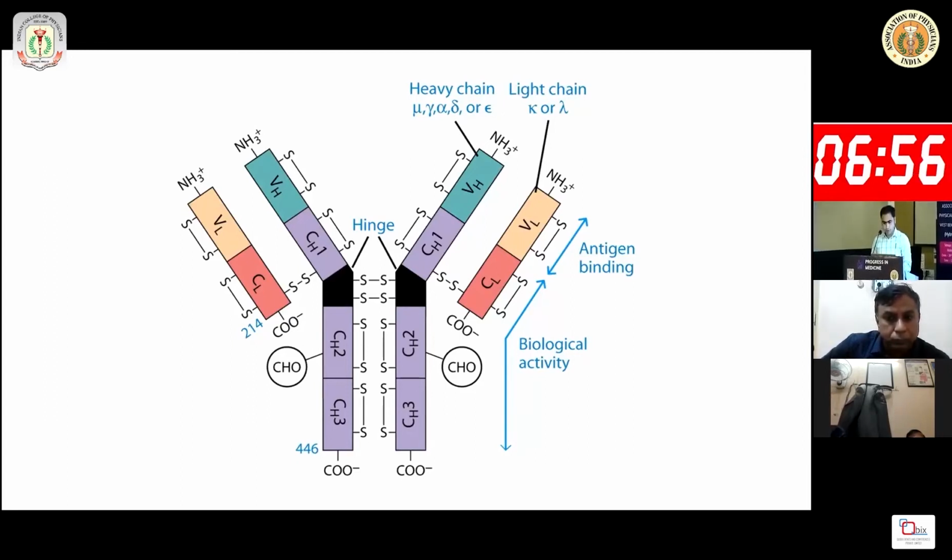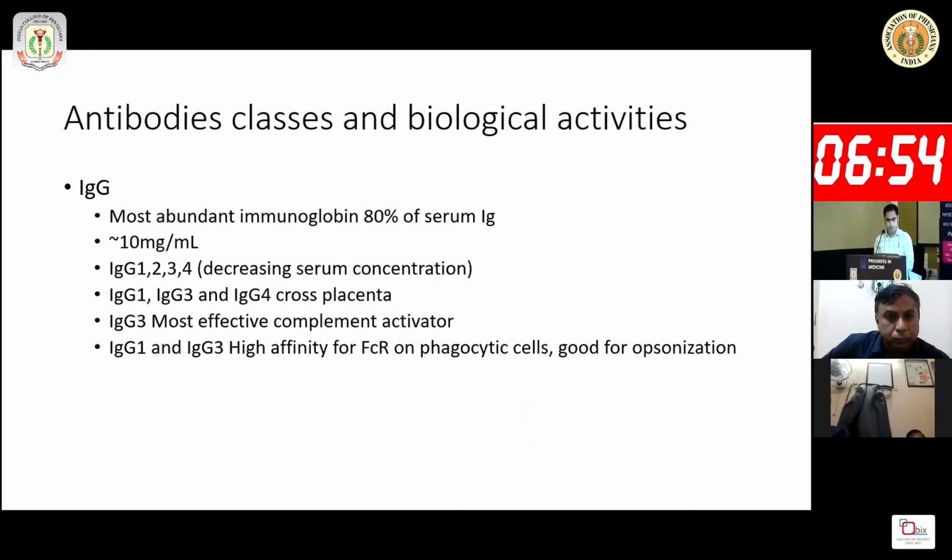Now moving on, there are a few classes of antibodies that we know, and these classes are determined mainly by the nature of the heavy chain in them. Each of the antibodies contains different variations of the heavy chains, and according to the nature of the heavy chain, the antibody class is determined.